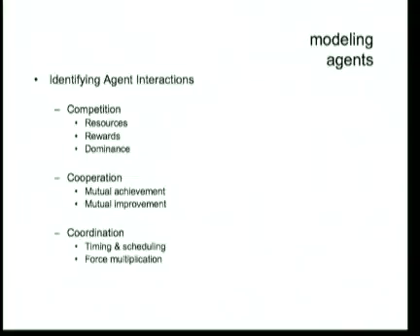And finally, there's the issue of coordination, which is distinct from cooperation. Typically, this means that agents are trying to time or schedule their behavior or their activities in time and space, generally to achieve some sort of force multiplication. That is, by careful timing and scheduling, they can achieve a greater effect on the environment or on other agents that improve their conditions.